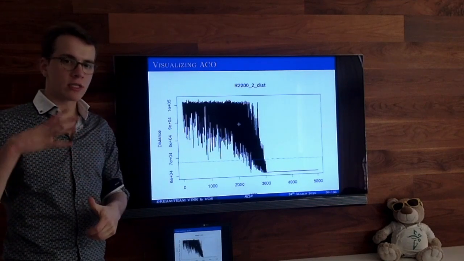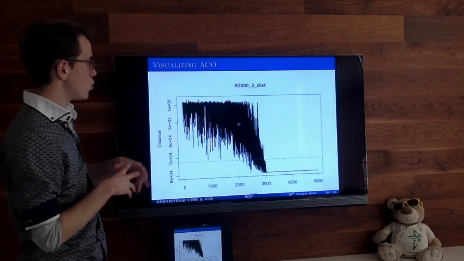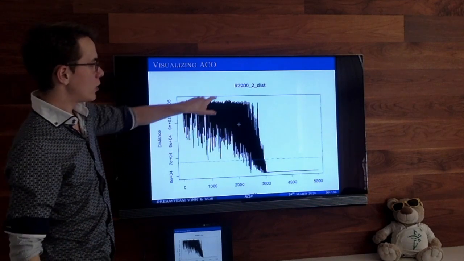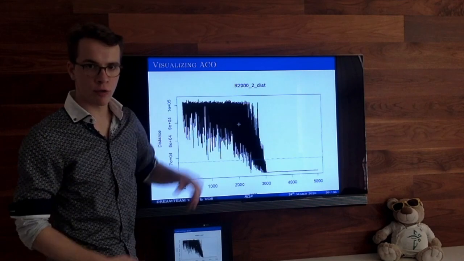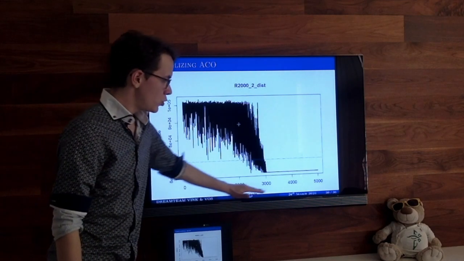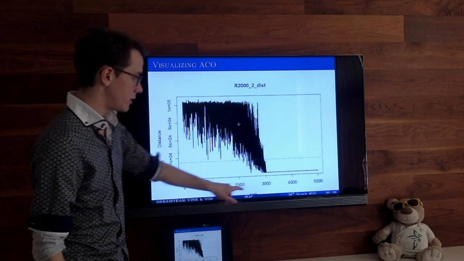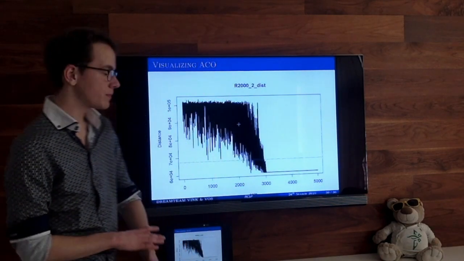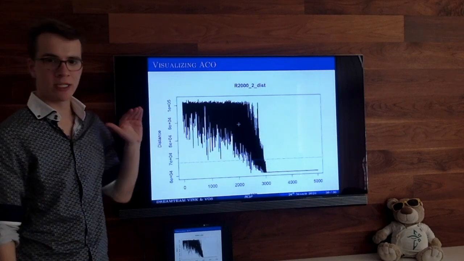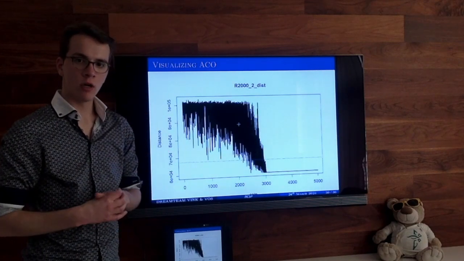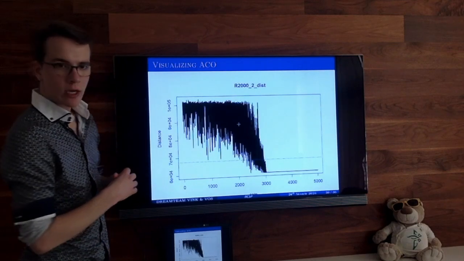Okay, now let's have a look at how we can visualize what this ant colony optimization looks like. So here we have a graph where we look at instance R2000. On the x-axis we see ants. So this is the first ant, then the second ant, and this is ant number 5000. And on the y-axis we see distance, the distance of the path that this ant walked. Now there's a lot that we can see in this picture.